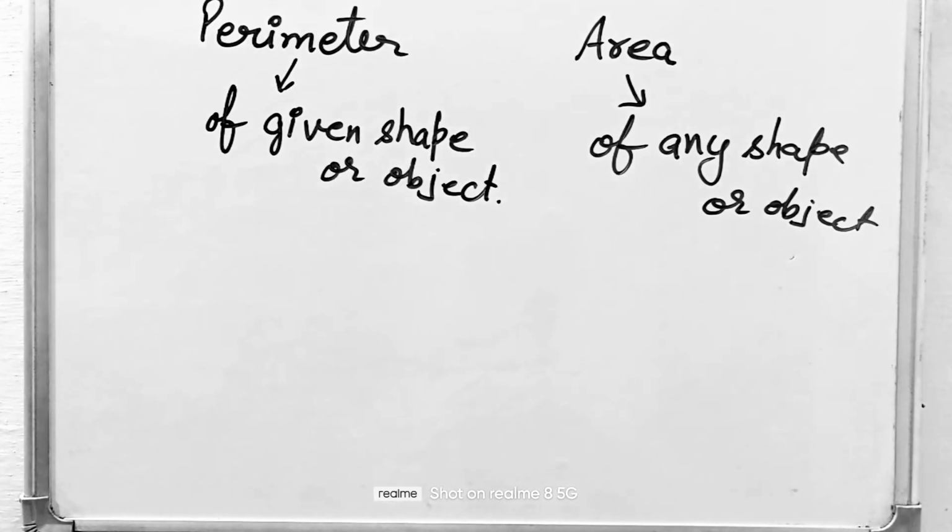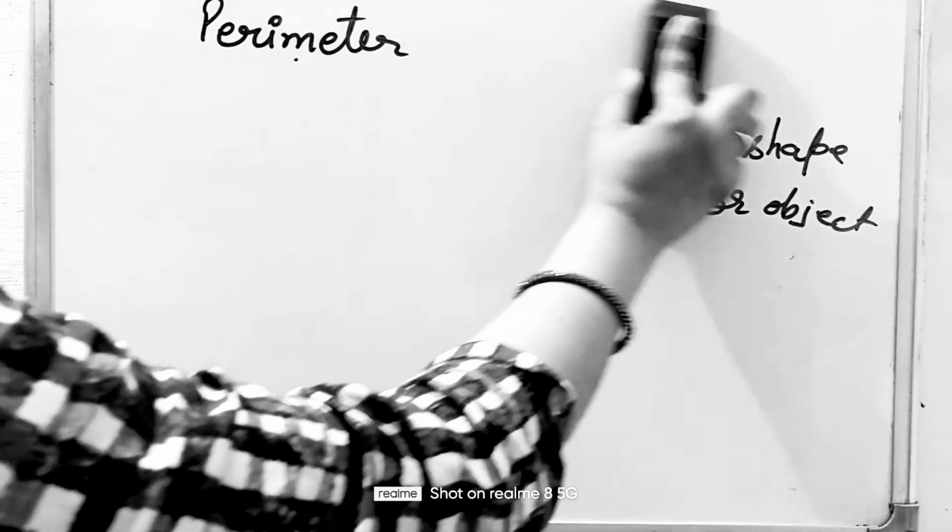Right? In our daily life, you must have heard the term area in context to your home, your room, fields, etc. There you must have heard the term area. Now you will understand how you can find out area. And before that, we will learn how to find out perimeter. So the first concept is perimeter.